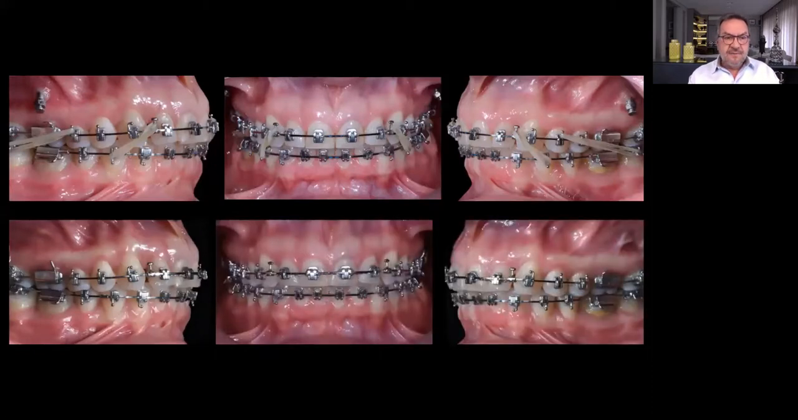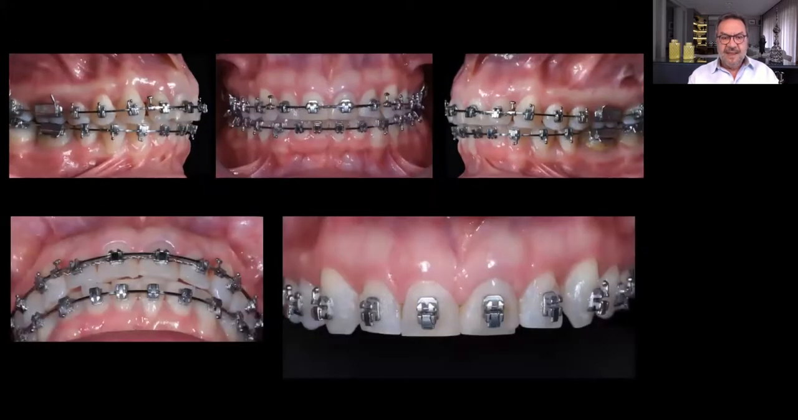After a few months, we achieved this situation. And as the girl was sent to me by a prosthodontist doctor, I would like to give her back to him with a very good position of the incisors. If you look at the girl's incisor exposure, the upper incisor exposure is still poor.